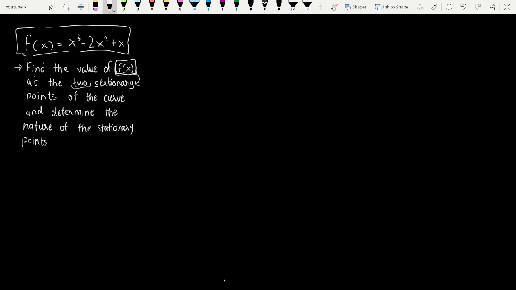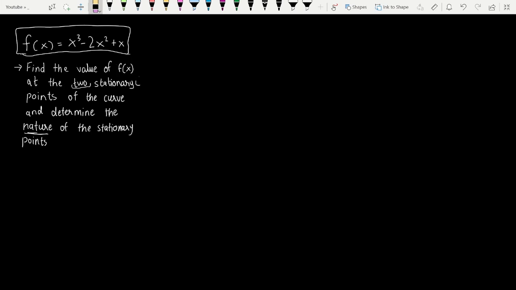What that means is that if instead of f of x, you had this equation in terms of y, then what they're really asking for is the y values for those two stationary points. And then you also need to determine the nature of those stationary points. So you have to tell if they're a maximum or a minimum. So that's what we're trying to do.